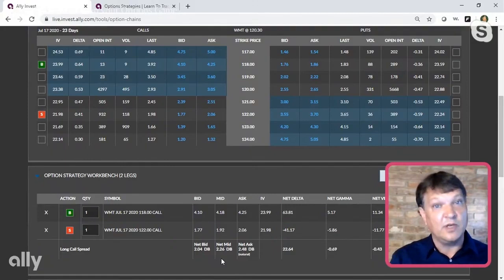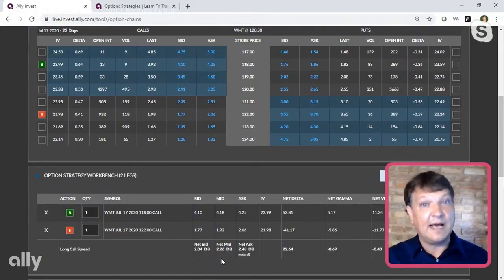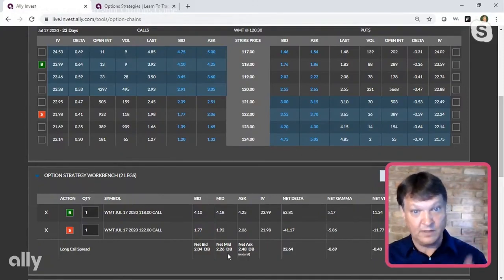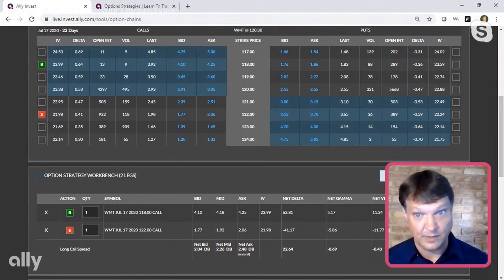And that's how you can look at how to center and manage my risk and manage my time premium exposure. So now we have a 4 point wide trade. The maximum is 4 points. The net debit is $2.26 in this instance. That means $226 if we filled at the midpoint, which is right between the bid and ask, and that's the net midpoint.